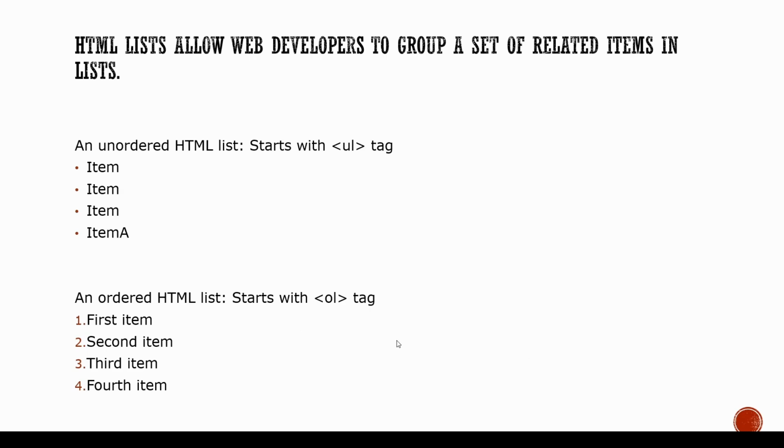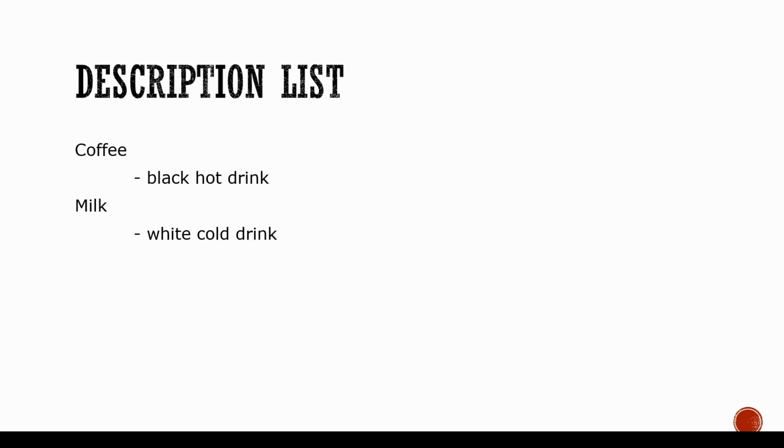We have another type of list, and it is called HTML description list. And description list will look like this. A description list is a list of terms with a description of each term. The DL tag defines the description list. The DT tag defines the term, such as name, and the DD tag describes each term. Now we are going to see them in action.